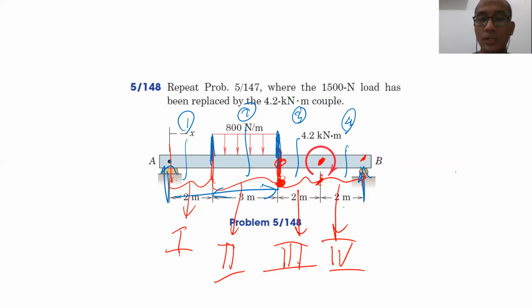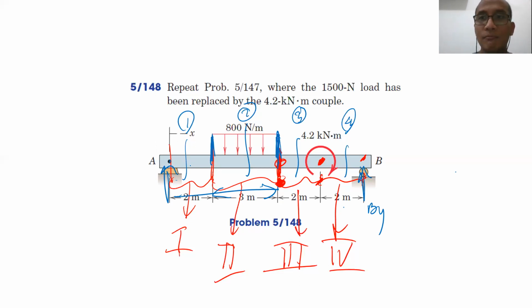For equation number 4, you can do the cut just slightly after 4.0 kilonewton meters, or slightly before. The same as equation number 3, you can get that by doing a cut just slightly after the 800 Newton per meter distributed force, or slightly before 4.2 kilonewton meters. Normally, we cut roughly in the middle of that region.